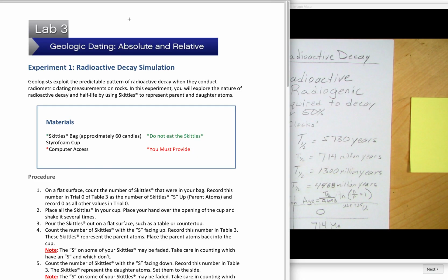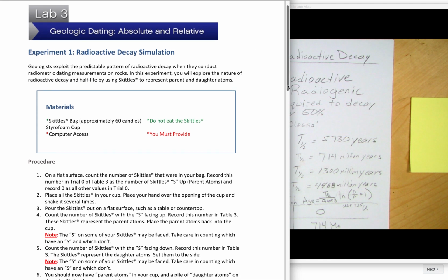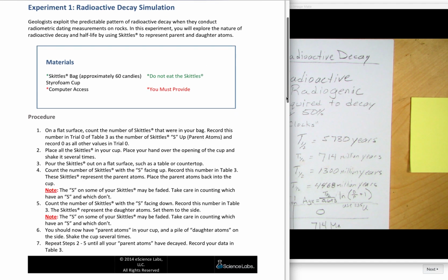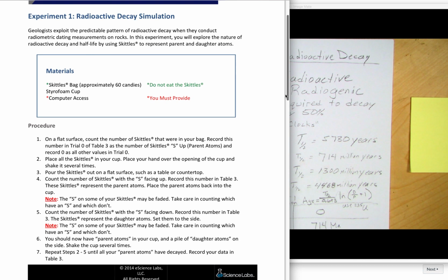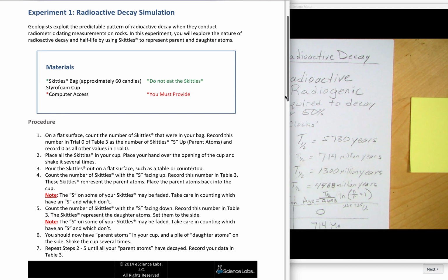Right, the next thing I want to cover is a little bit about the lab, because this week's lab has a little bit of a tricky problem that when I tried it, if you're not familiar with it, it might frustrate you. So I'm going to give you some pointers here. And this first experiment is going to have you count Skittles. And basically you shake them in a cup and you toss them on the table, and the parent atoms are going to be the Skittles that have the S, and some of the Skittles will be upside down. You won't see anything. Those will be your daughter atoms, right? So anyways, you can read the directions on that.